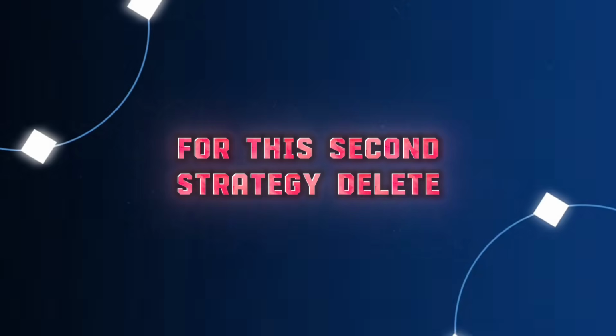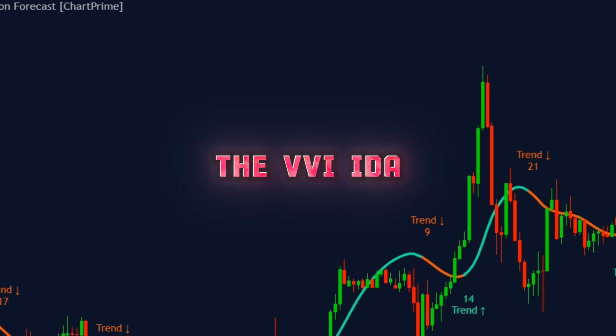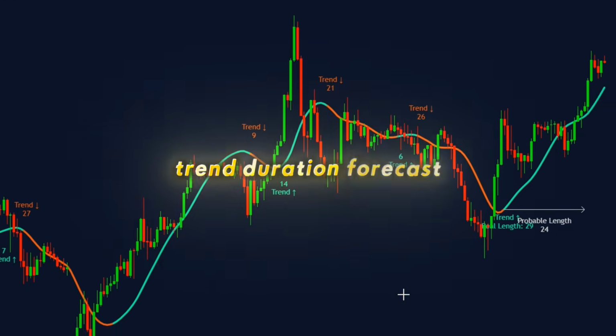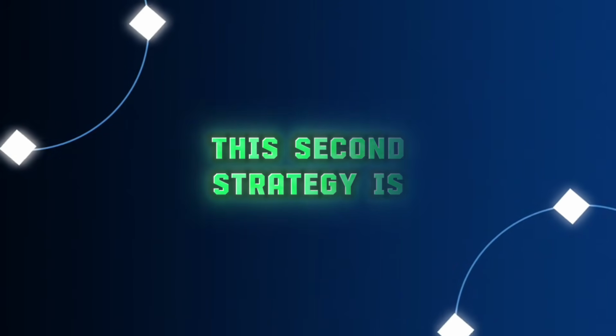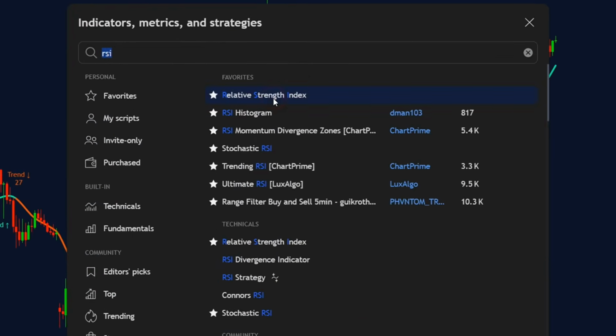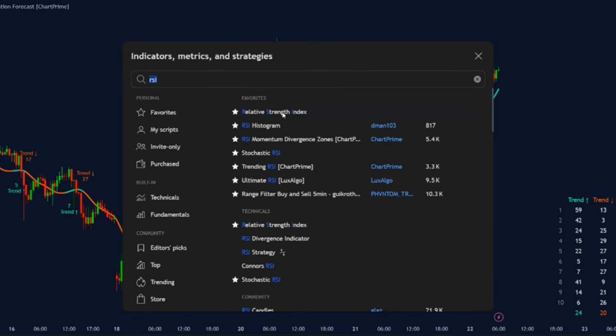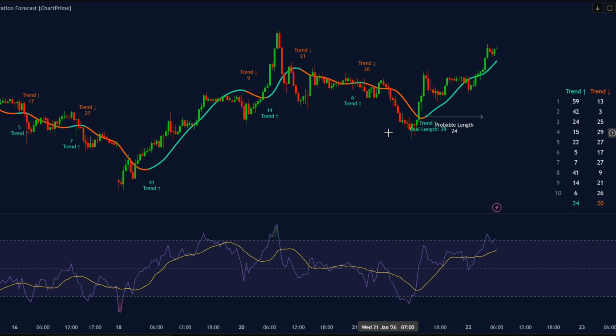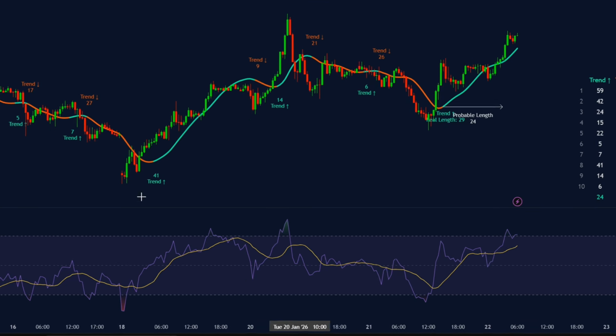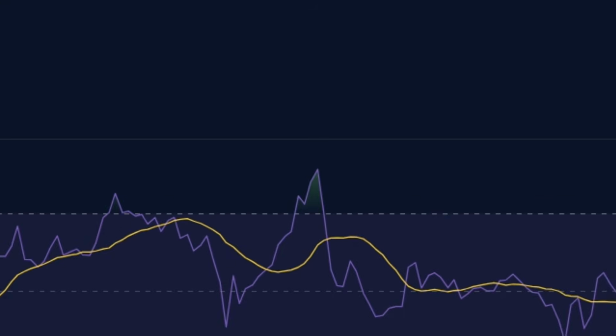For this second strategy, delete the VWAP, we are left only with the trend duration forecast. The main idea behind this second strategy is mean reversion. We are going to add the relative strength index, RSI, and predict trend reversals based on the market being overextended. Add the standard RSI to your chart. We are looking for moments where the price is oversold or overbought combined with our trend forecast.